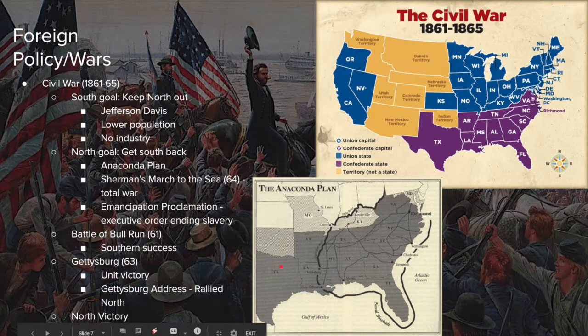We also have the Gettysburg Address, okay, where Lincoln goes out on the field after the battle and tells Americans, specifically the North, that we need to rally together to fight against the South and reunify America. Very famous speech there in American history. Now, obviously, the North is eventually going to win, and all these states will be pulled back into America, and that is when we get Reconstruction after the Civil War.